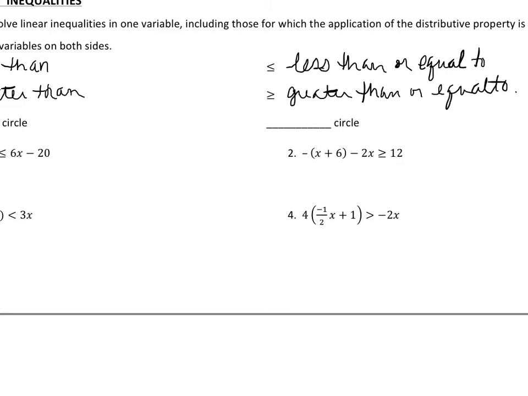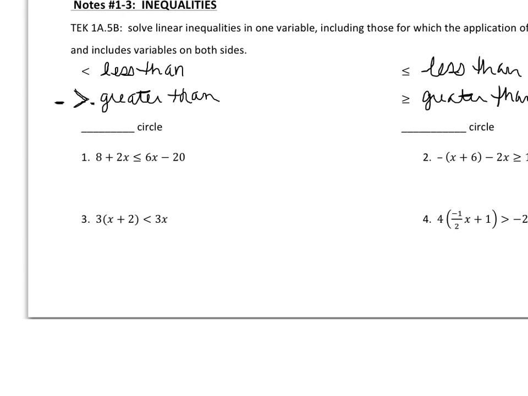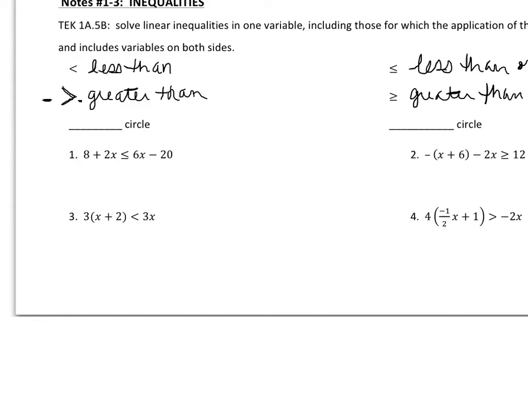You are going to be graphing these today, and so when you're graphing, let's look at the less than or greater than sign. Less than or greater than, when you graph it, has an open circle. And you can remember this because it's open because it could be less than or greater than, but it cannot be equal to whatever number you're putting that circle on.